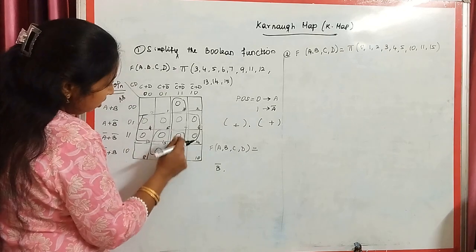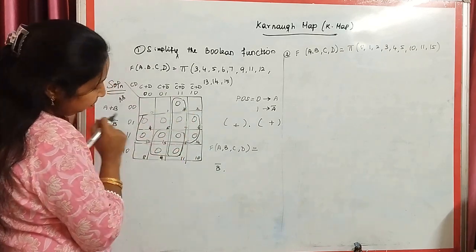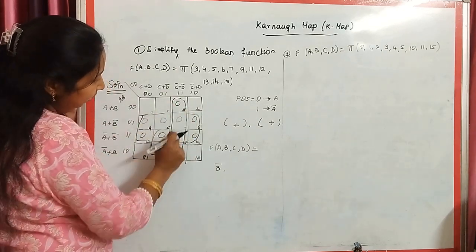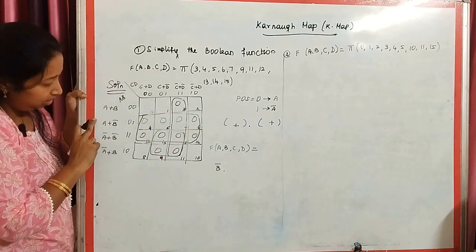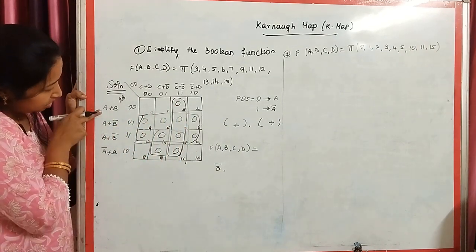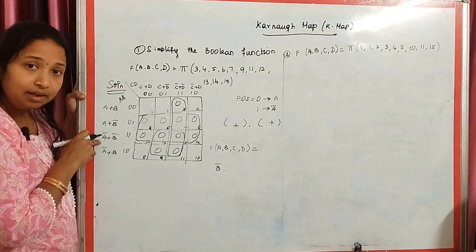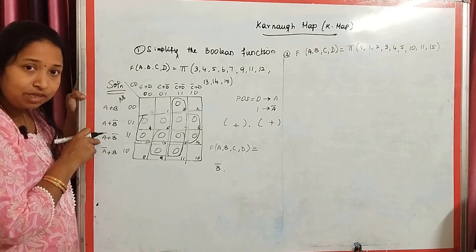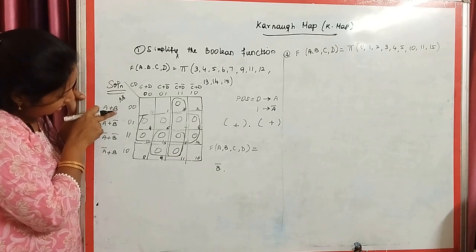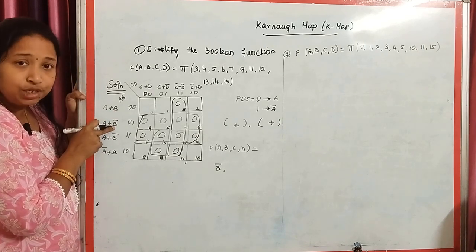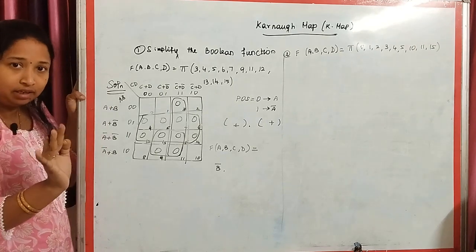Clear? Now coming to this particular quad, which is common here on the vertical side. Let's take the first variable alone. Here it is A, here it is A, here it is A bar. It is varying, so I cannot take the first variable. Now check the second variable. Here it is B, here it is B bar. It is varying, so I cannot take the second term as well.